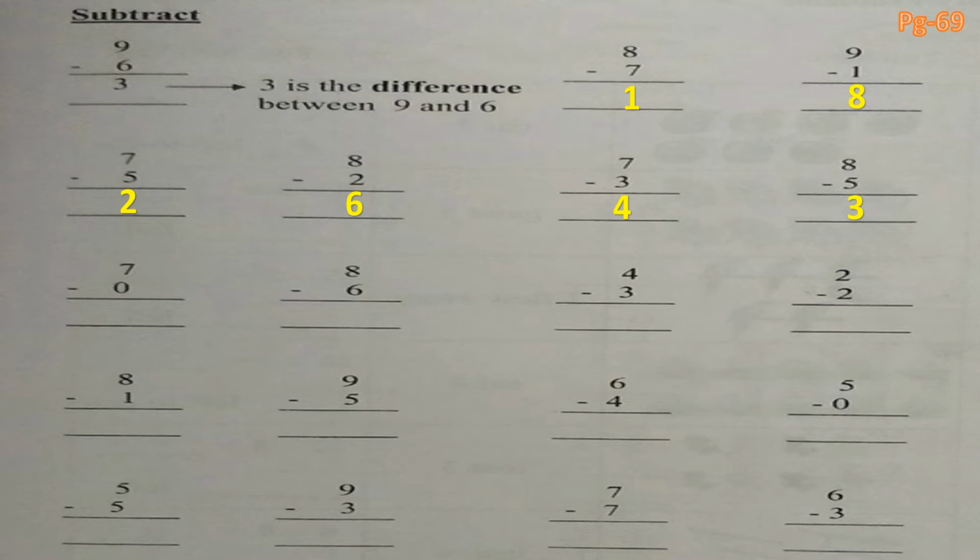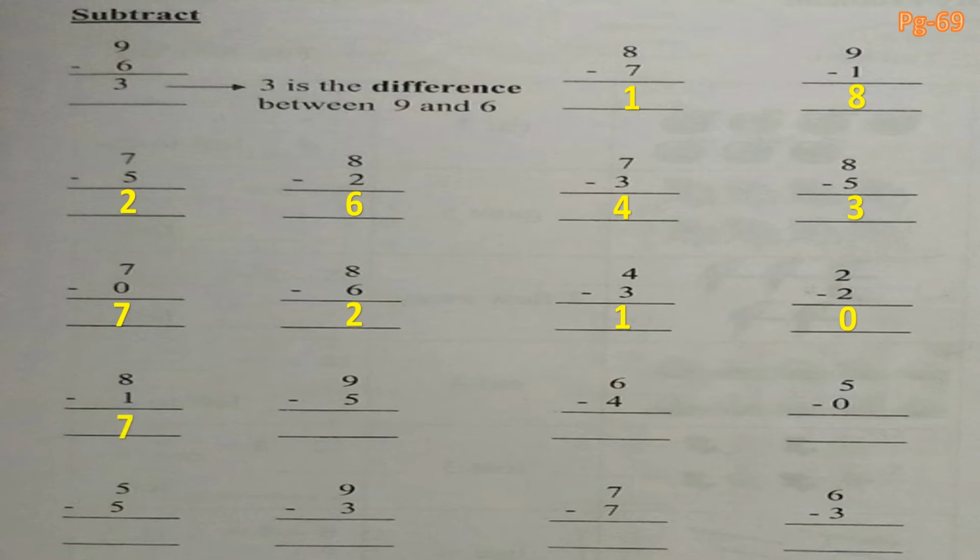7 minus 0? You all remember what is 0, right? 0 means nothing. So 7, we are not taking away anything. 7 minus 0 will be, yes, 7. 8 minus 6? Correct, it is 2. 4 minus 3 is 1. 2 minus 2? Yes, it is 0.